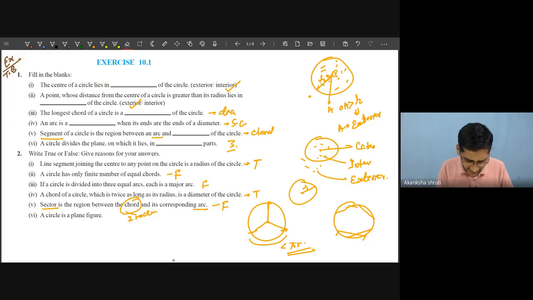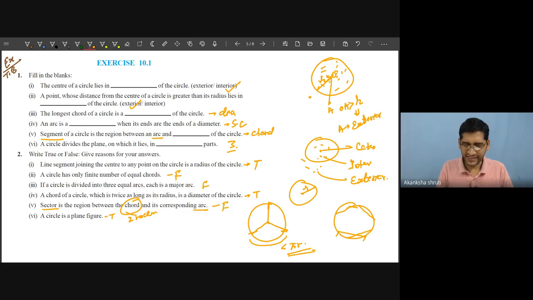Coming to the next, a circle is a planar figure. Is it correct or not? Yes, it's true. Because we are drawing this circle in one plane. But if we are taking the sphere, that is 3-dimensional, that is not planar. That I have explained in our area and volume chapter.